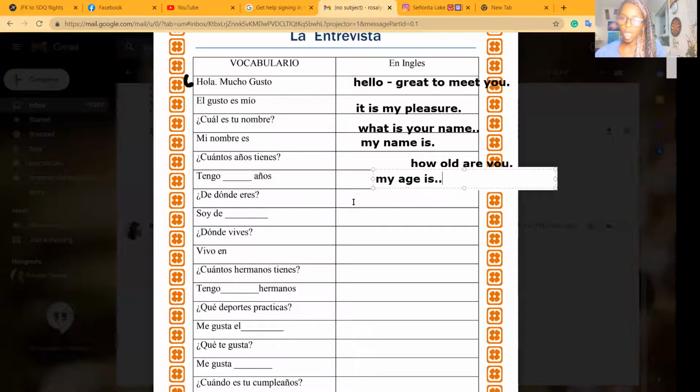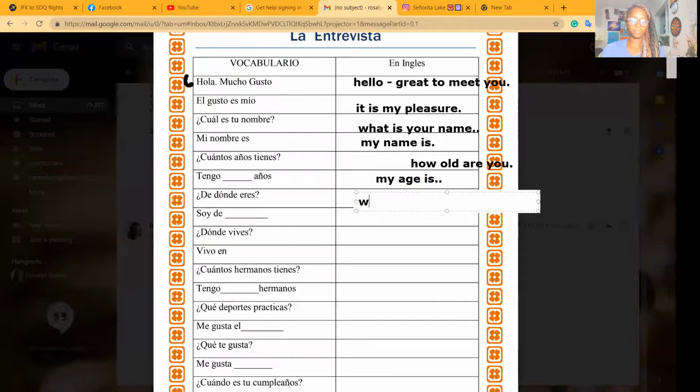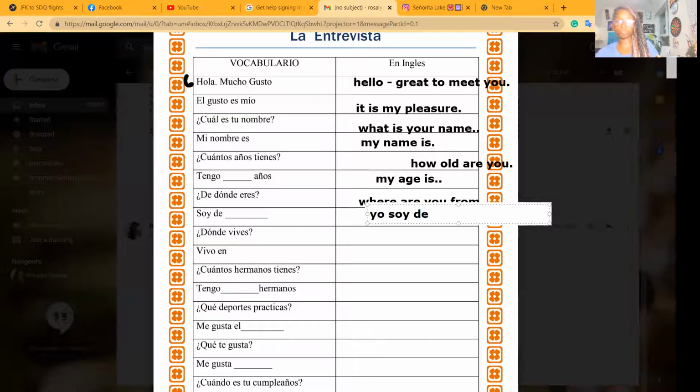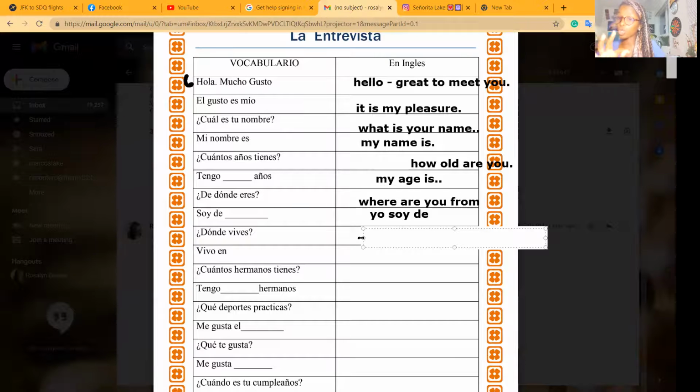¿De dónde eres? Where are you from? To answer that, yo soy de República Dominicana, okay? Now, I like the second question because de dónde eres y dónde vives are two different things for some people. Yo, por ejemplo, soy de República Dominicana. I am from the Dominican Republic. Pero yo vivo, I live in Washington, D.C.